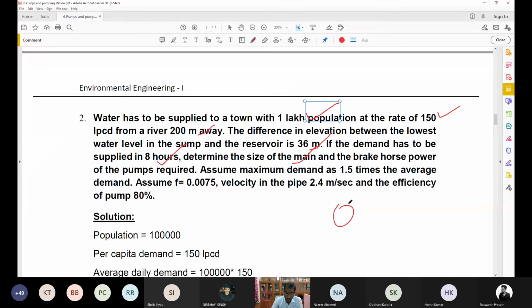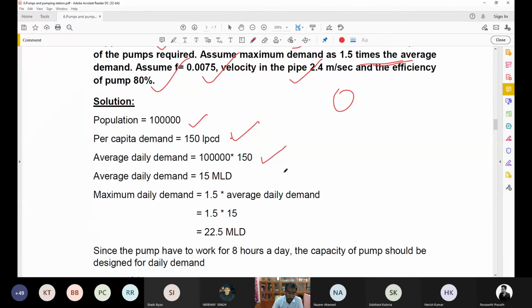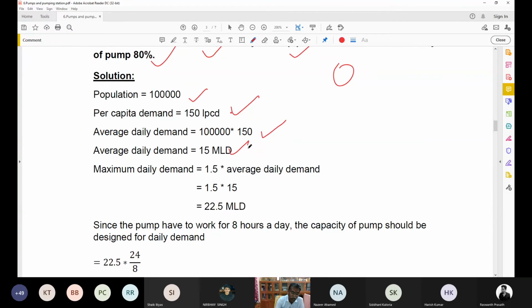Now we are in a position to find the diameter of the pipe and the brake horsepower of the pump required, and assume maximum demand is equal to 1.5 times the average demand. And the F value you can assume; velocity is given and efficiency is given. It's very simple. Okay, so population is given, per capita, and average demand is equal to population multiplied by the per capita demand. You may get 1.5 MLD.